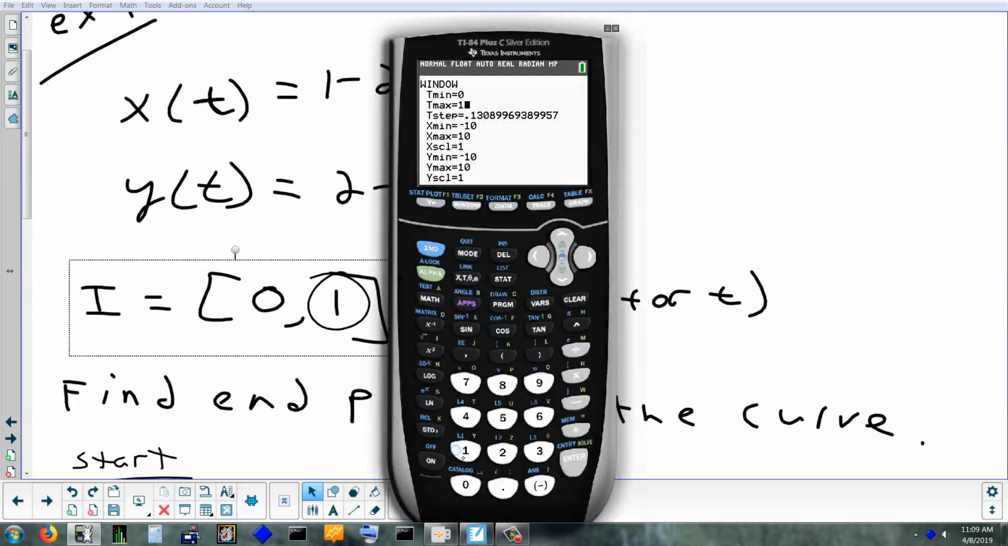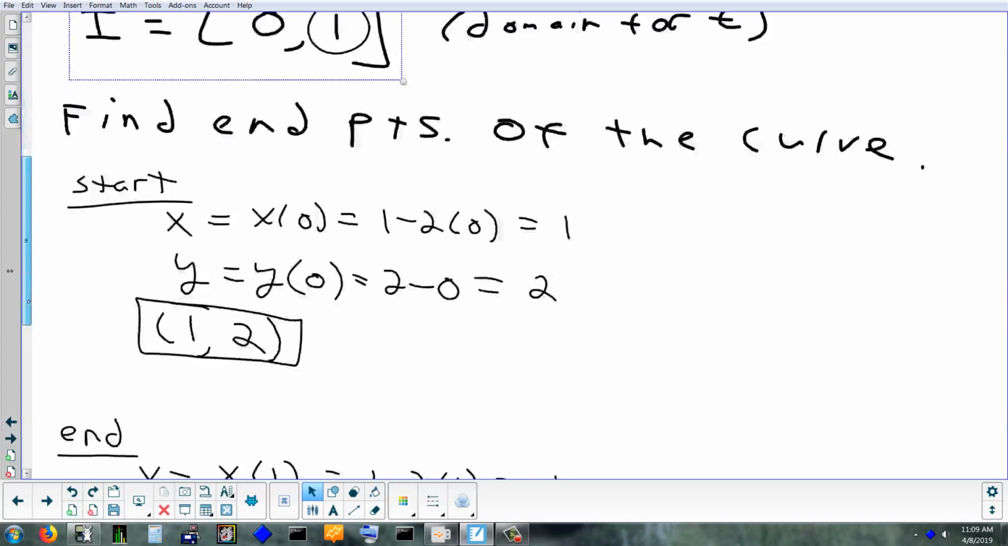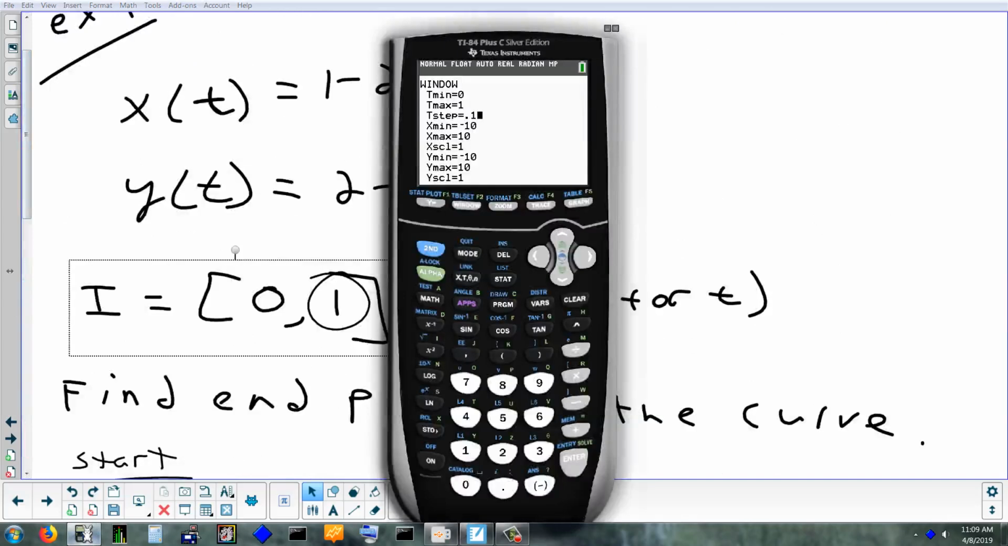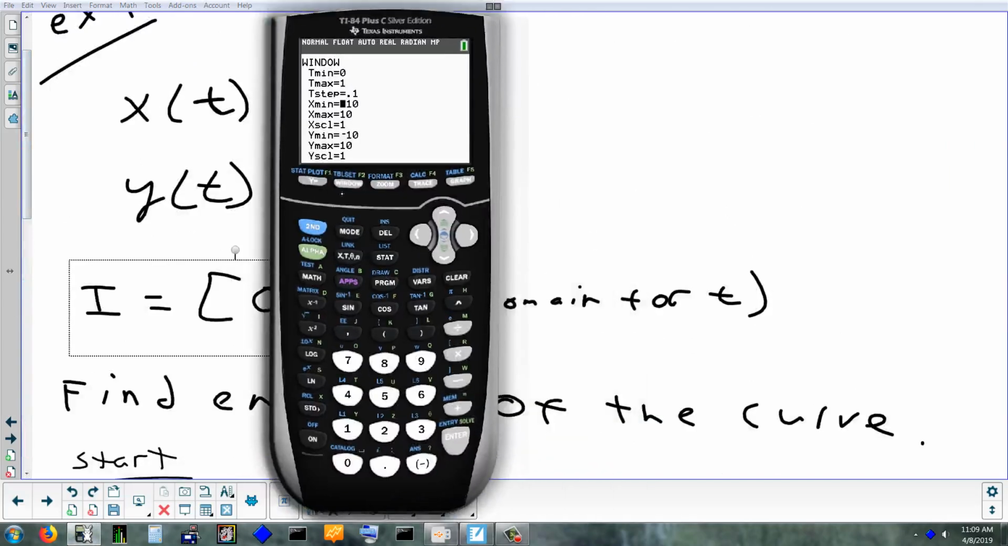0, 1. Don't worry about TStep. I'll explain what that is later. For now, just put it on 1. Now, this window is kind of big. I mean, it's going -10 to 10. You really don't need that big of a graph. I think you could go like -3 to 3 in every direction, and then you'll see a little bit more zoomed in picture. So let's do that. -3 to 3.